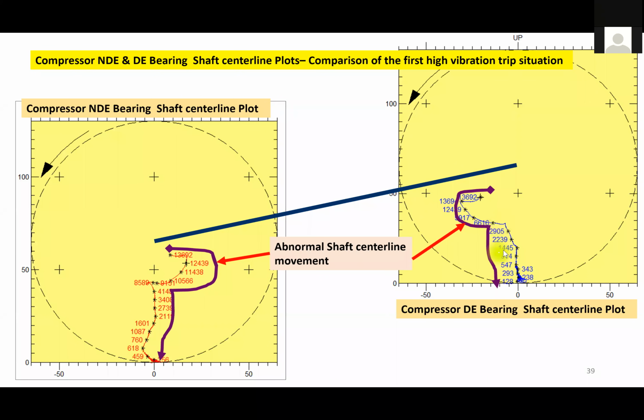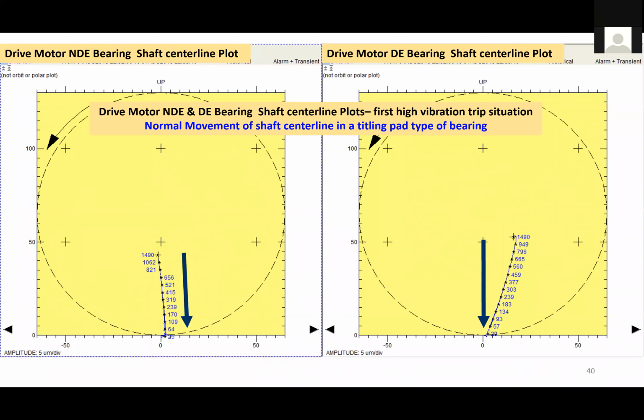vertical direction here. So initially it moved to the left, then came down vertically, and then moved to the right, like this here. So the movement of the shaft center line in the other bearing is a mirror image of what is happening here. So this is definitely an abnormal movement. Ideally, the movement should have come like this one. This is how the drive motor bearing's shaft center line position behaves during the shutdown condition.